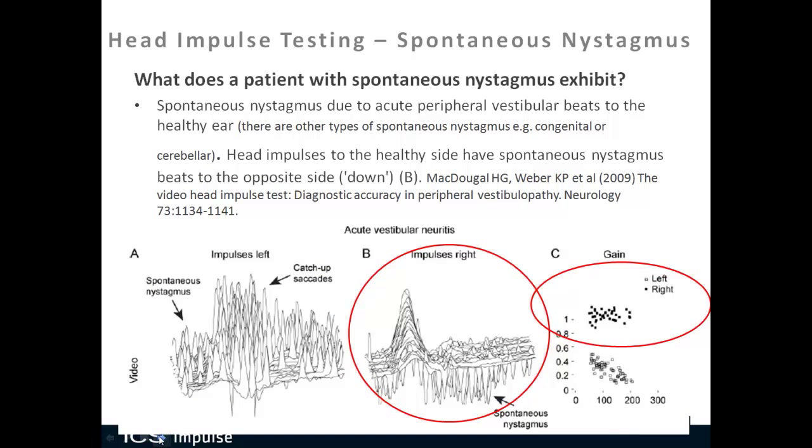So head impulses to the healthy side has spontaneous nystagmus that beats down. Again, it's a left side abnormality. You move the head rightward, the eye is moving leftward to stay on the fixation dot, but the spontaneous nystagmus is still beating rightward because it's a left-sided abnormality. So all of these spikes down below are the spontaneous nystagmus. And again, if you look at the gain graph, you can see the right side, which is the solid dots, is within the normal range, and the left side, which is the open circles, is in the abnormal range.